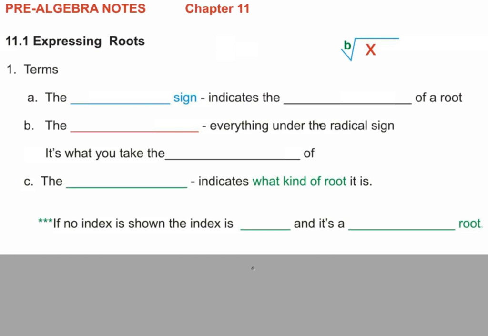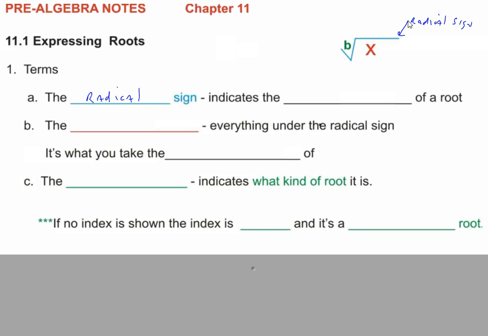Okay, so do you remember the parts of a radical? First off, a lot of people want to call that the square root symbol, but we know that's not what it is, right? It is the radical sign. Last year in pre-algebra, radical sign, R-A-D-I-C-A-L. I'm writing it up there, and it also goes in here as well.